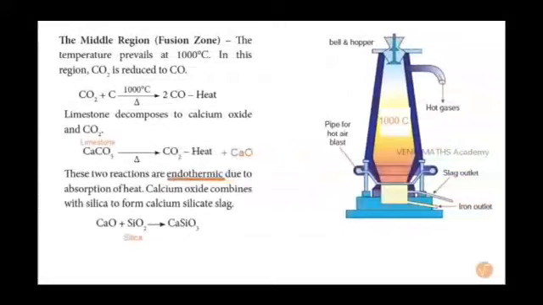Limestone, CaCO3, in the presence of oxygen and heat will give calcium oxide, CaO, and carbon dioxide. This is also an endothermic process. Hence, the heat will be absorbed. In the middle region, both the reactions are endothermic. Then the calcium oxide CaO will combine with silica SiO2 to form calcium silicate CaSiO3.